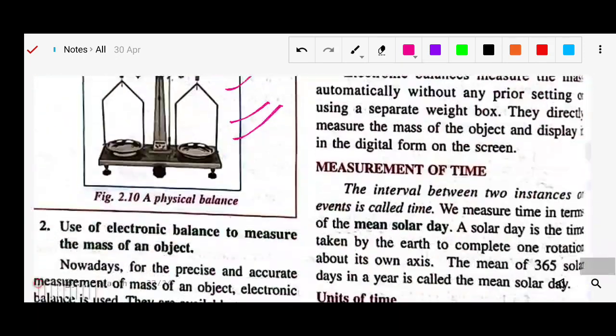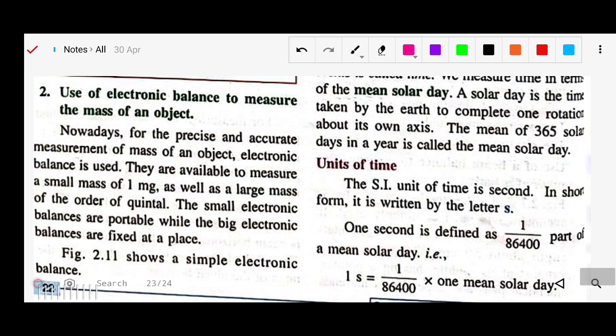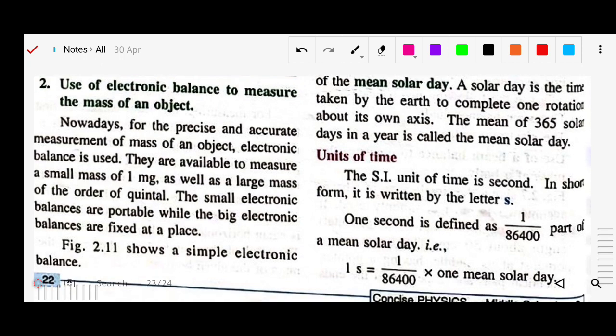Next we have the electronic balance to measure the mass of an object. The electronic measurement machine works with the help of electricity or batteries, and it is very accurate. Nowadays, electronic balances are used for very precise and accurate measurement of mass. They are available to measure small masses of 1 milligram as well as large masses, like quintals.